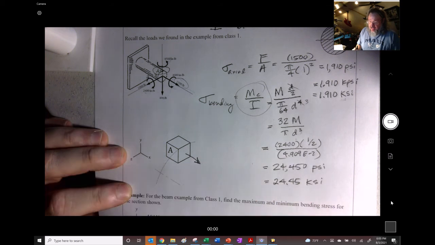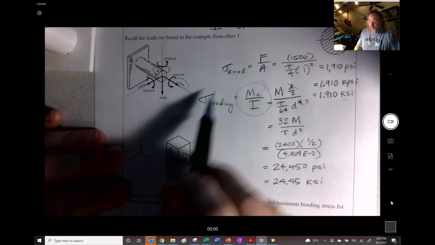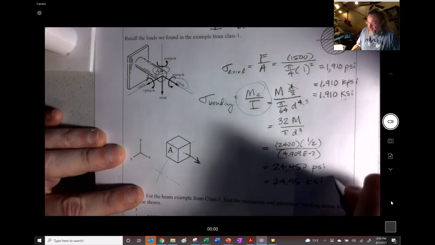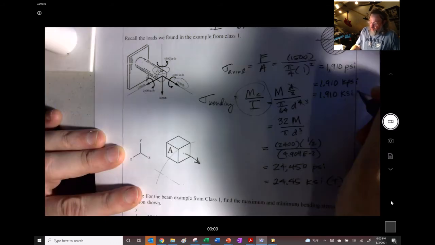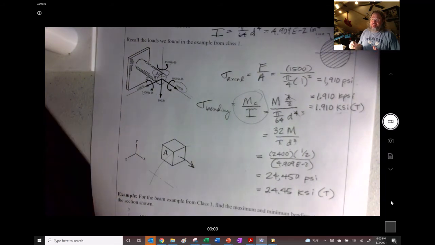And if we're going to put that on the stress element, that would be the direction that those two things are going to happen. And by the way, they're both in tension, so we want to make sure that we put tension next to them. We don't go positive and negative. We could think of compression as negative, but we generally are going to treat it that way.